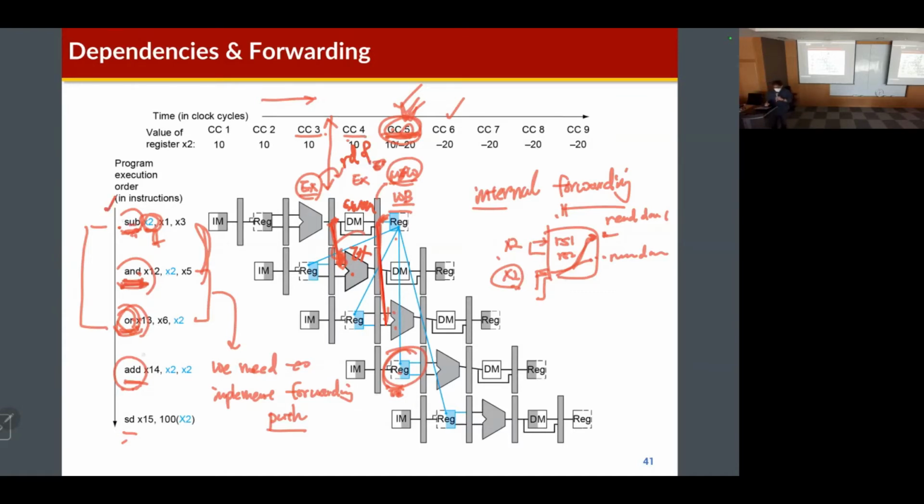How about the SUB and OR? In this case, OR receives the result of the SUB instruction in the EX stage, but the SUB instruction is in the write back stage. So we need to check the RD in the write back stage and the RS1 or RS2 in the EX stage. Understand? This is very important.